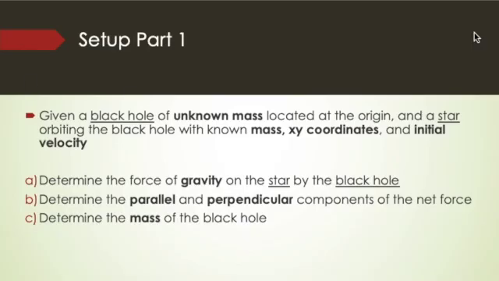So there's going to be two parts to this lab. In the first part, we are given a black hole of an unknown mass, located at the origin, and a star orbiting the black hole, where we're given a mass for the star, the x and y coordinates with respect to the origin, and an initial velocity. From this information, we're asked to determine the force of gravity on the star by the black hole, and the parallel and perpendicular components of this gravitational force, which will be the net force since it's the only force acting on this object.